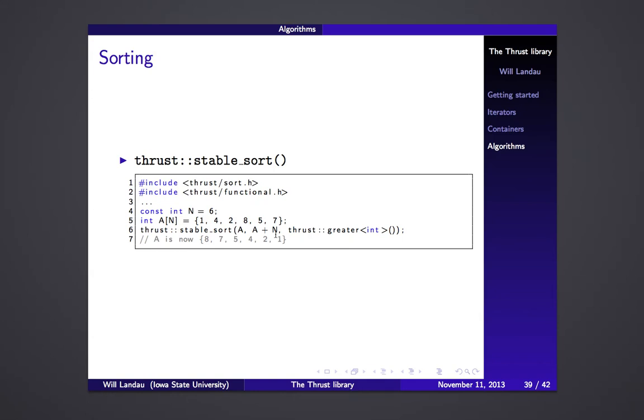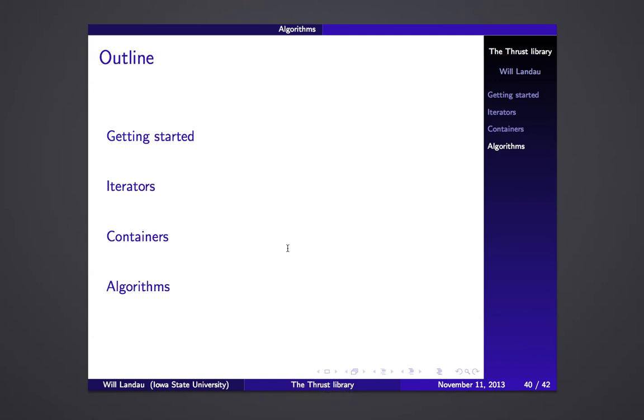There's also stable sort, and notice I can pass in any sorting criterion I want in this third argument. So thrust greater just specifies that I want to sort from largest to smallest in the stable sort. Okay, this is what I went over.